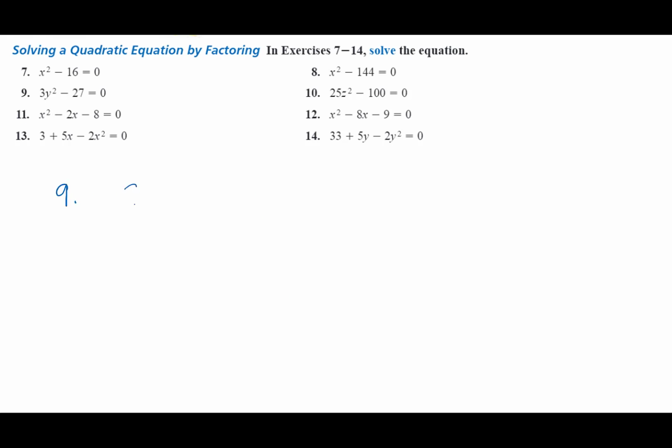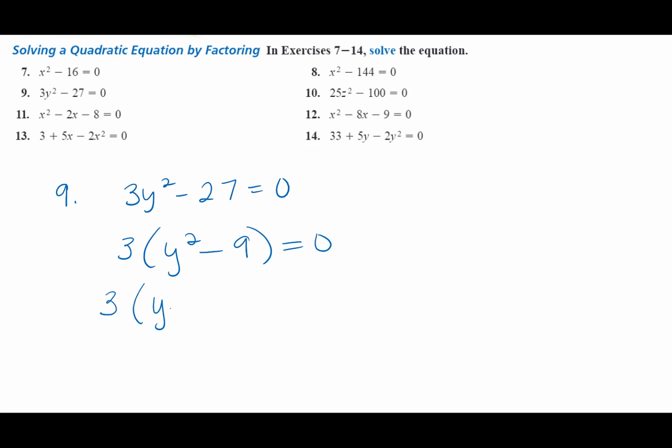Take a look at 9. 3y squared minus 27 equals 0. The first thing I notice is that they both have a common term of 3. So I'm going to factor that out first and see what it looks like. When I factor 3 out, I'm left with y squared minus 9 equals 0. But do you see that I can factor one more time? This is a difference of squares, y squared minus 9. So I'm going to put the 3 out front, and this is y minus 3 and y plus 3. All of that still equals 0. All I did was just rewrite the original expression.